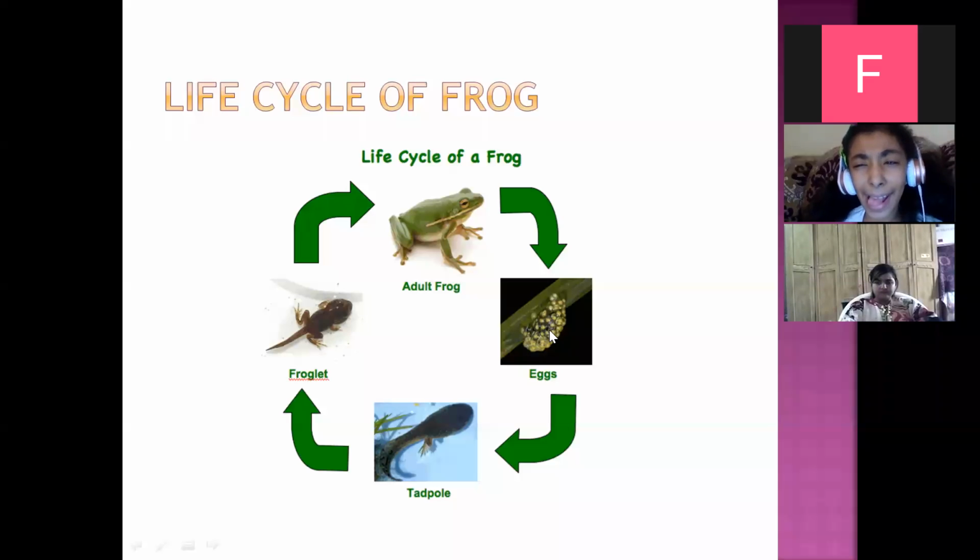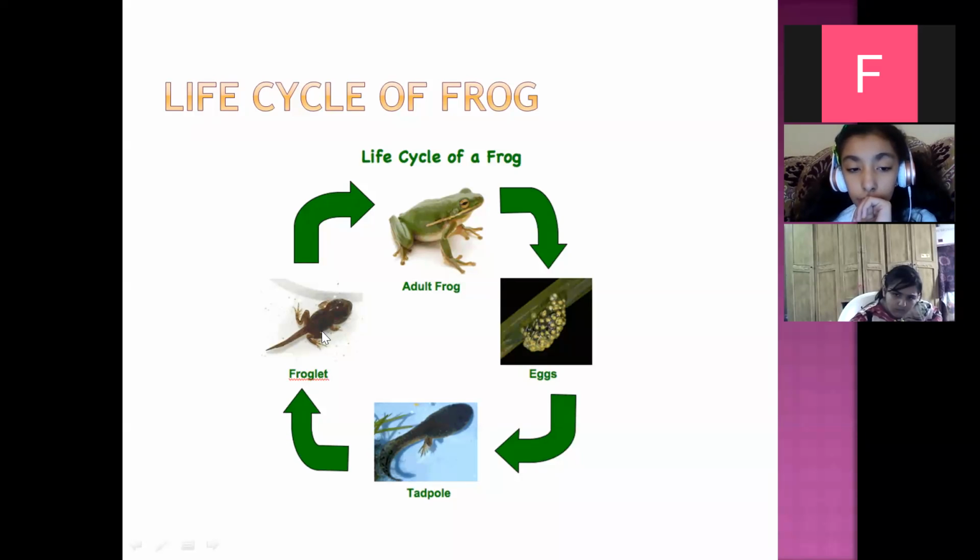And at that stage, the eggs are called spawn. After that, each egg develops into this fish-like structure, which is called a tadpole. This tadpole is a fish-like structure, and it keeps swimming in water. After a certain time, it develops certain body parts.